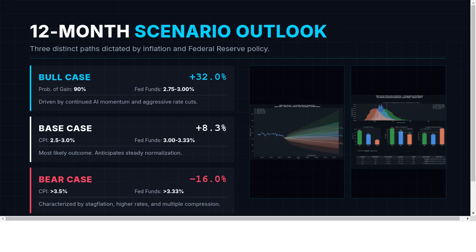The base case, our most likely outcome, anticipates steady normalization with CPI around 2.5 to 3.0% and Fed funds at 3.00 to 3.33%, yielding an 8.3% return. Conversely, a bear case, characterized by stagflation and higher rates, could see a 16% decline. These scenarios, derived from 10,000 Monte Carlo simulations, highlight the sensitivity of tech returns to macro conditions. So, what does this mean for your investment strategy?